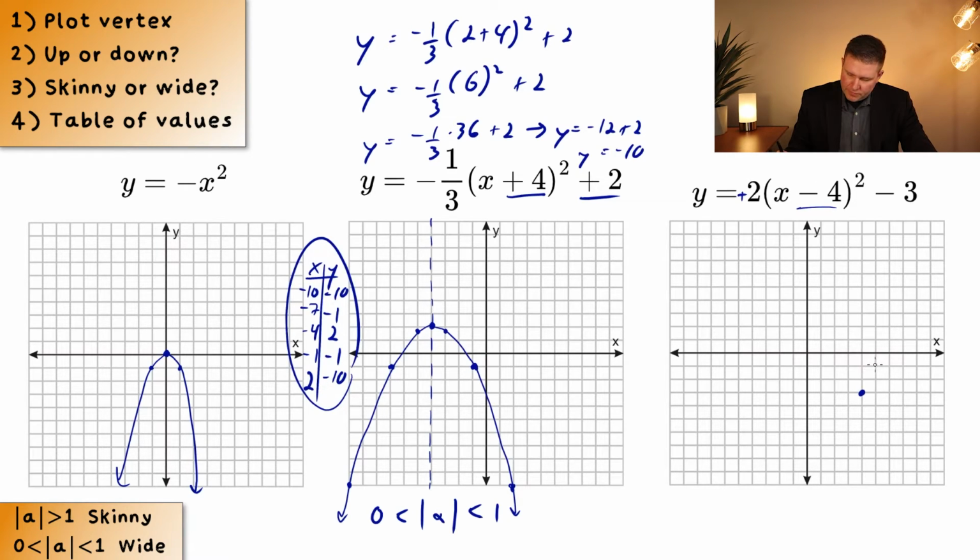But you go up 2 over 1 here, up 2 over 1, draw that nice skinny parabola we would anticipate because the absolute value of A is bigger than 1, which means it grows faster than usual, so it's going to have that skinny look to it.